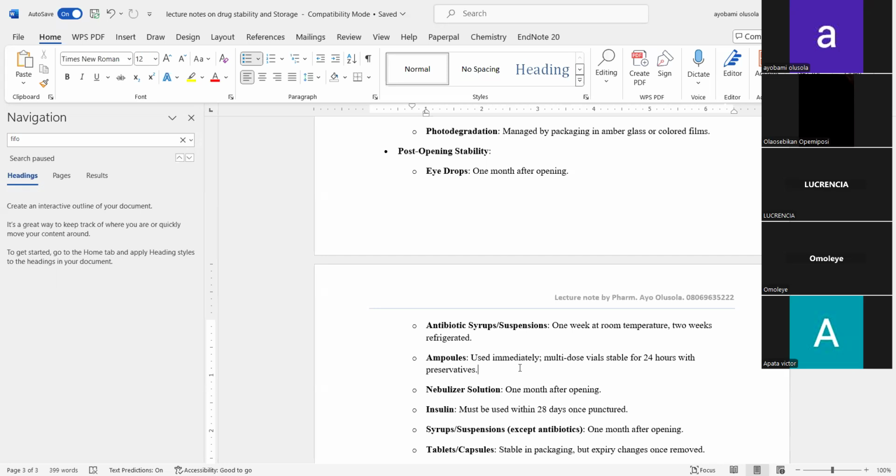Now, nebulizer solution. There's something we call nebulizer, nebules, salbutamol. That's your beta agonist for asthma. It comes as inhaler, it comes as tablet, it comes as syrup, it comes as nebules. The nebules, you administer it using a mask. You mask your patient, then your patient will inhale the nebules. For these nebules, once you open, you should discard after 1 month.